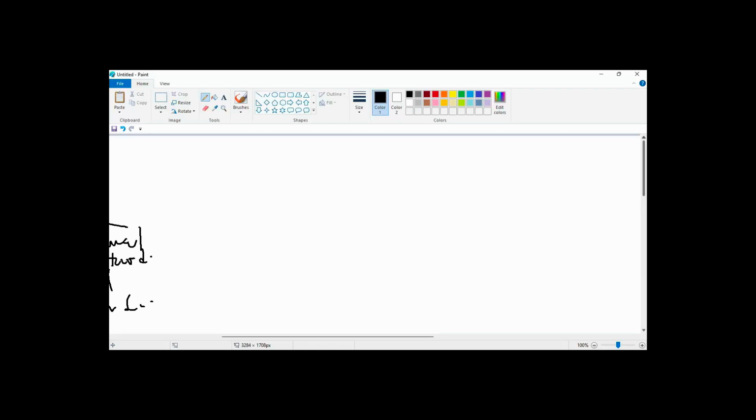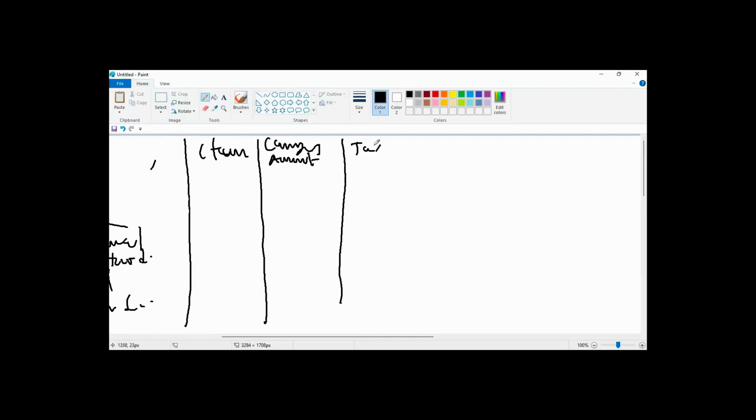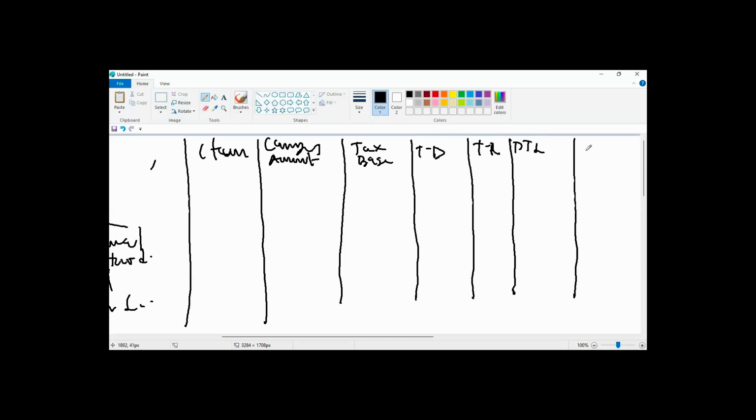Good. First of all, he has given me those items, and I set up a series of columns: items, carrying amounts, tax base, temporary difference, tax rates, deferred tax liability, deferred tax assets. Now comments.